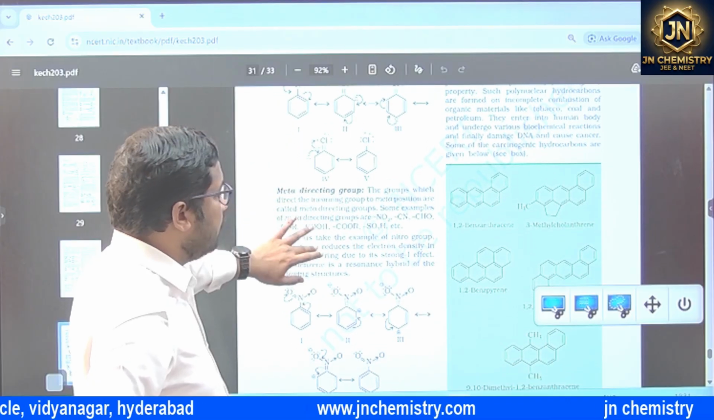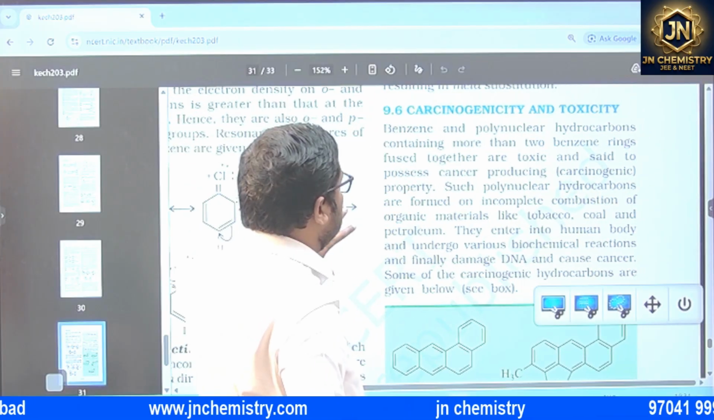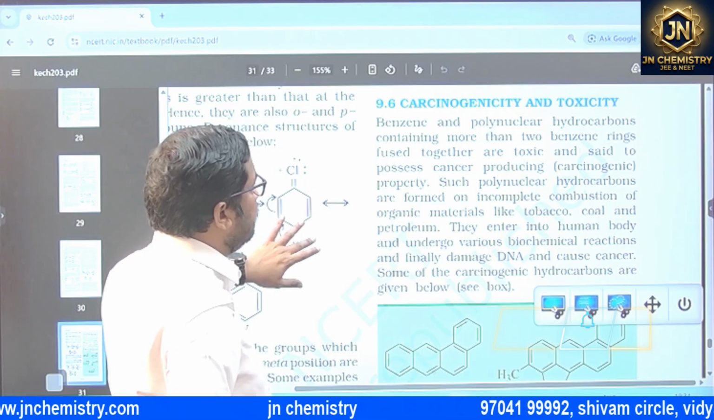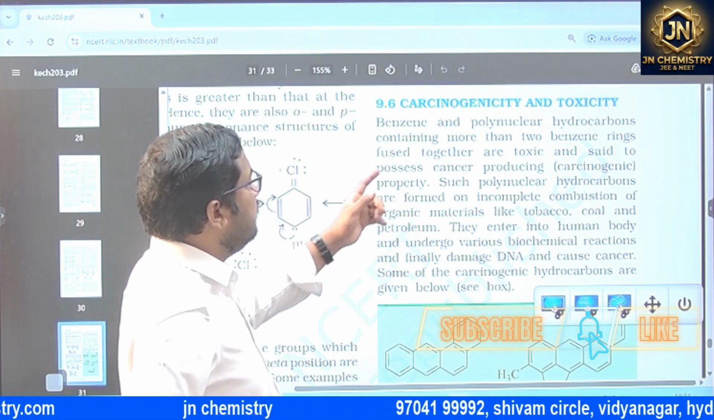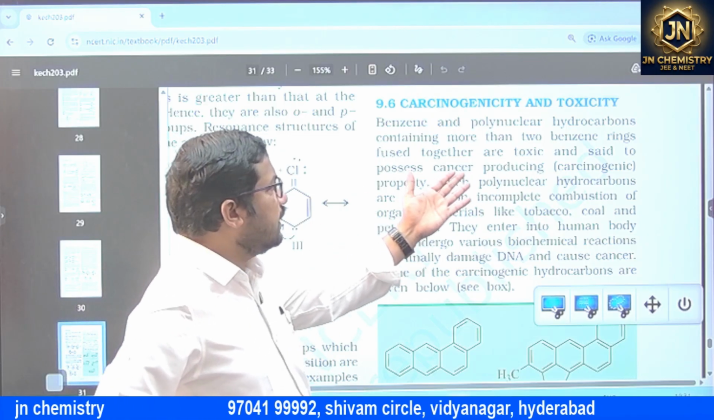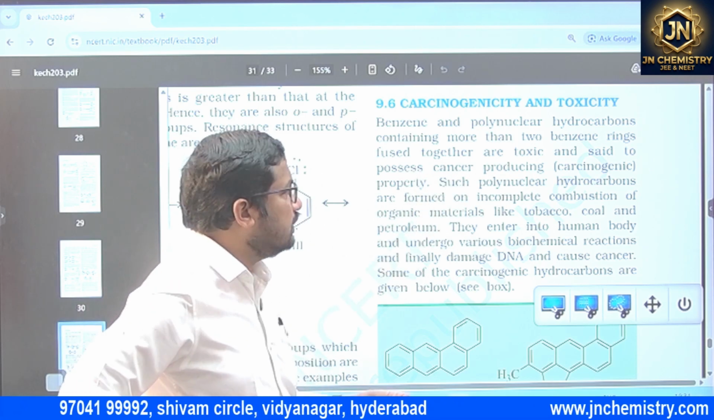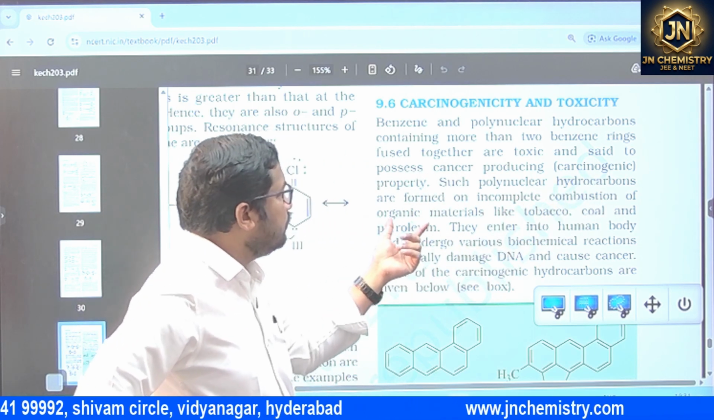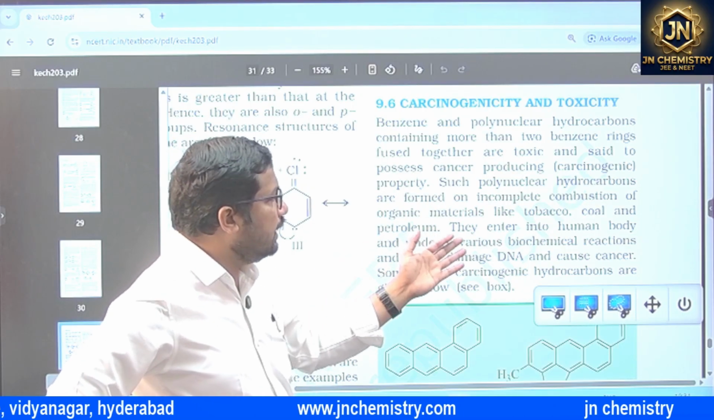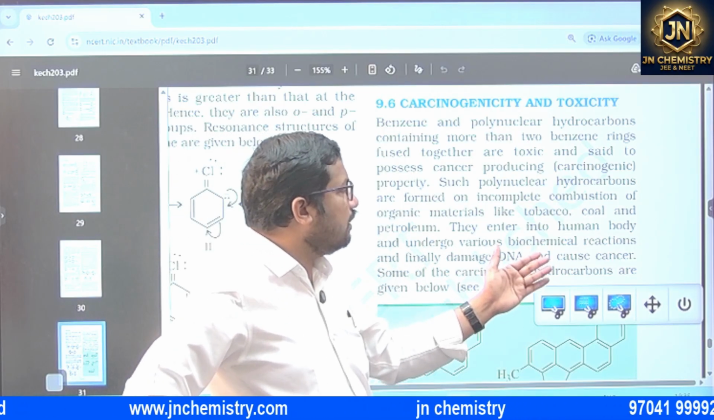ఇవి కొన్ని ఎక్స్ట్రా కాంపౌండ్స్ ఉంటాయి మనకి. ఈ పర్టికులర్ వన్. సో బెంజీన్ పాలీన్యూక్లియర్ కాంపౌండ్స్ టాక్సిక్ నేచర్. Benzene and polynuclear hydrocarbons containing more than 2 benzene rings like naphthalene are toxic and said to possess cancer producing agents. Carcinogenic means cancer producing, formed by incomplete combustion of organic material like tobacco, coal, petroleum. They enter into the human body and undergo various biochemical reactions, finally damaging DNA and causing cancer.